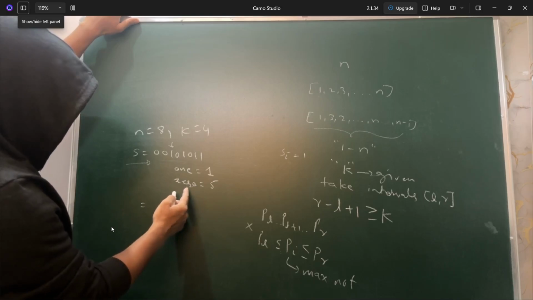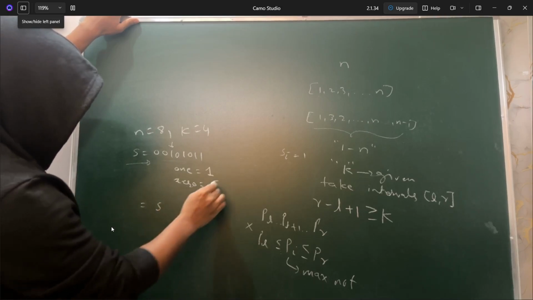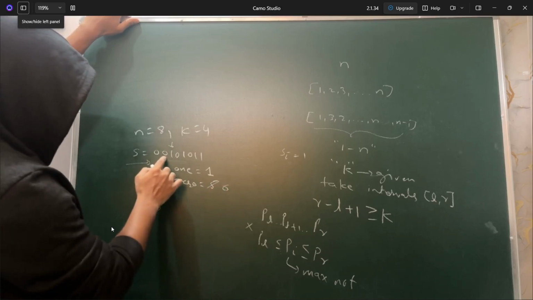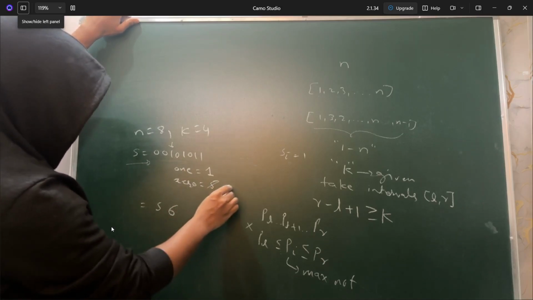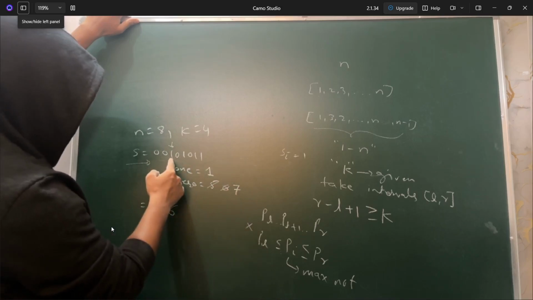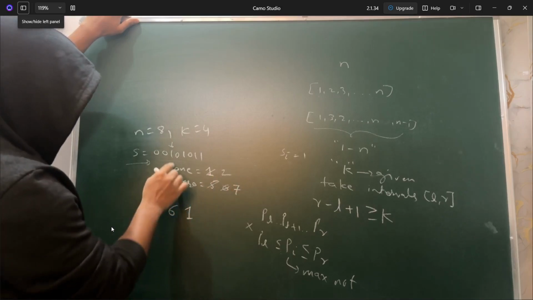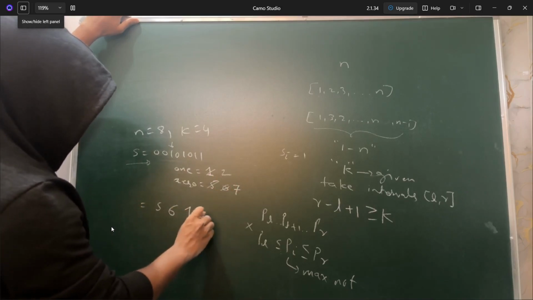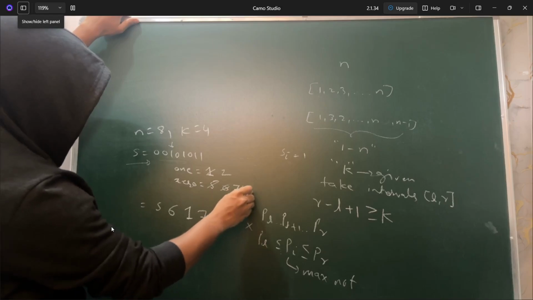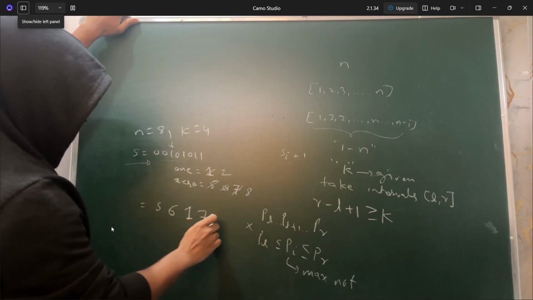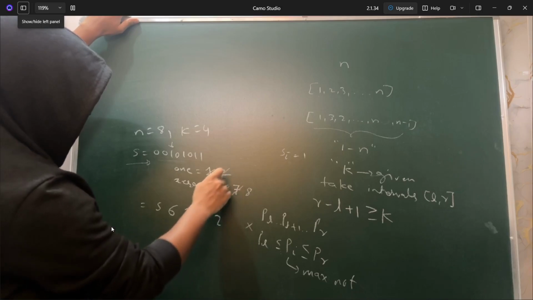you will be displaying this 0 value, which is 5, and you will increase it by 1. You have again 0, display it, increase it by 1. You have 1, display 1, increase it by 1. You have 0, display the value, increase it by 1. You have 1, display 1, increase it by 1.